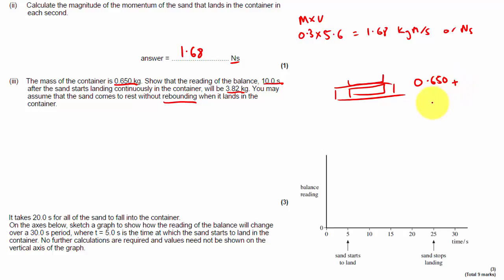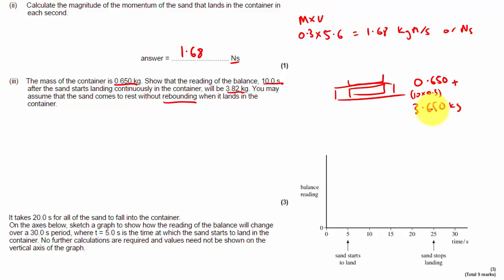You've got 10 seconds' worth of sand, and you're getting 0.3 kilograms a second. So 10 times 0.3 is going to be 3 kilograms. So we're adding the 3 kilograms to that, which gets us 3.650 kg. It says show that it's 3.82 kilograms. So the examiner's actually being very kind to us again. They're really building us up to try and get our head around what's going on. They're helping us out.